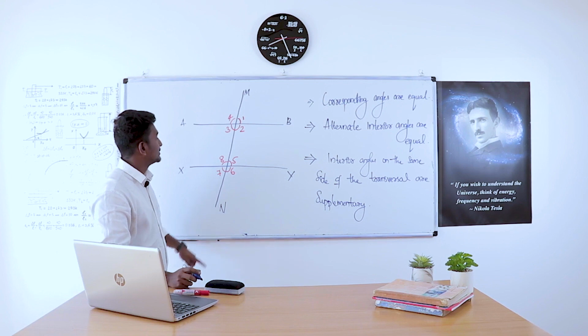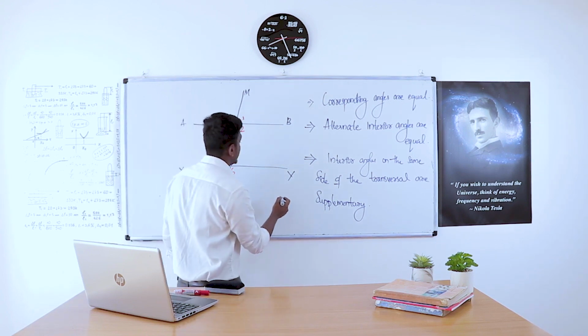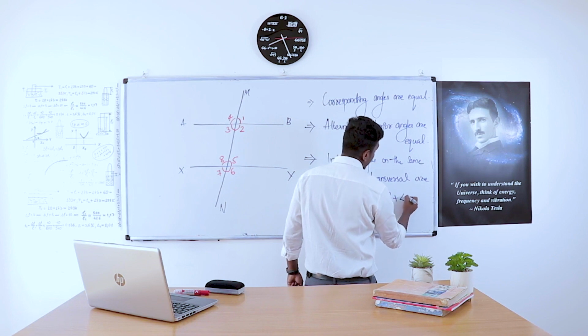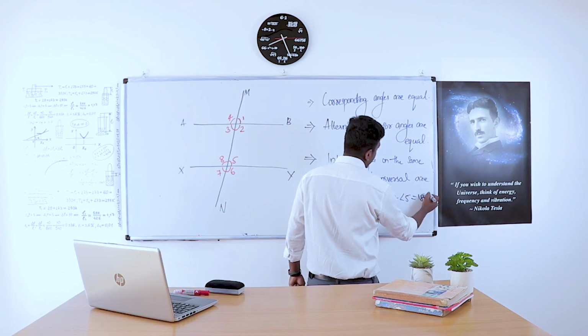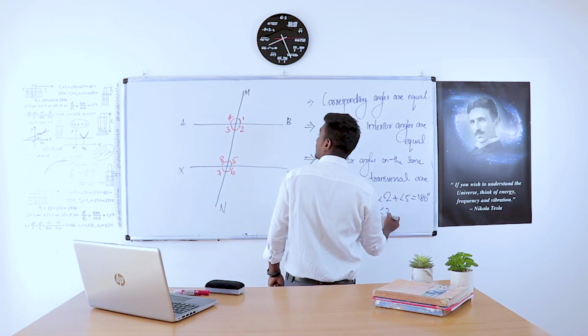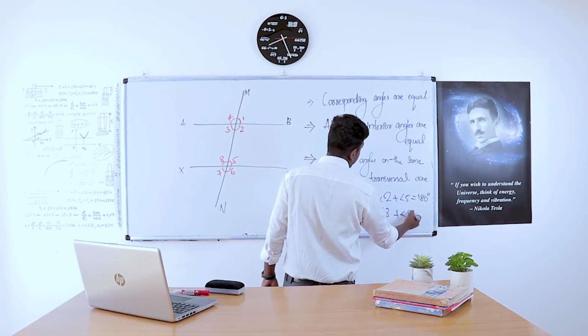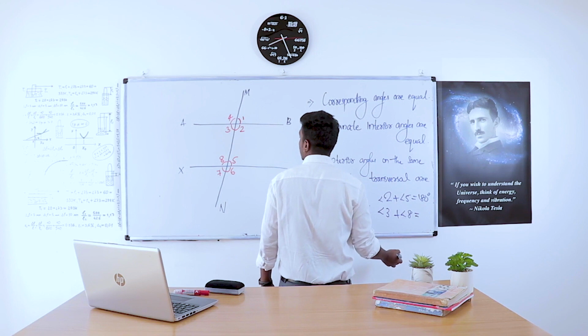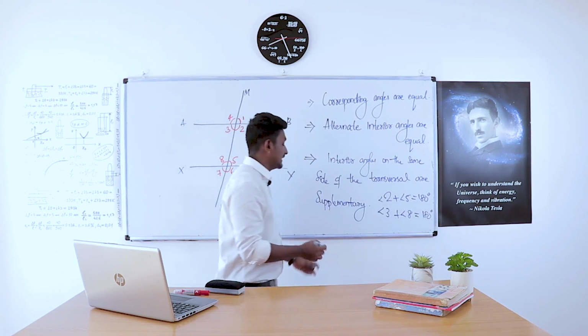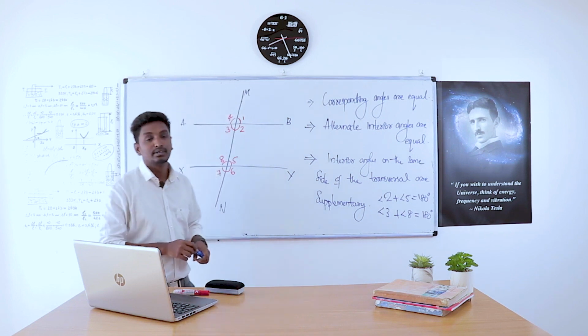Here the interior angles on the same side are 2 and 5. Therefore, angle 2 plus angle 5 is equal to 180 degrees. Supplementary means the sum is 180 degrees. And angle 3 and angle 8 are on the same side of the transversal. Therefore, angle 3 plus angle 8 is equal to 180 degrees. This is another theorem.